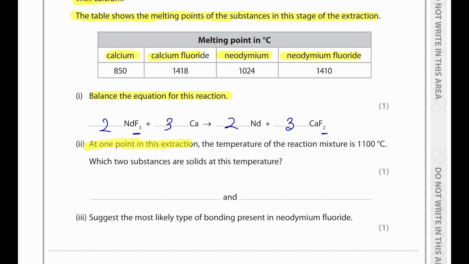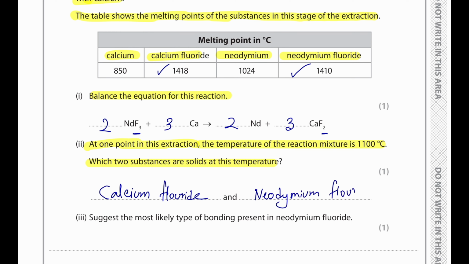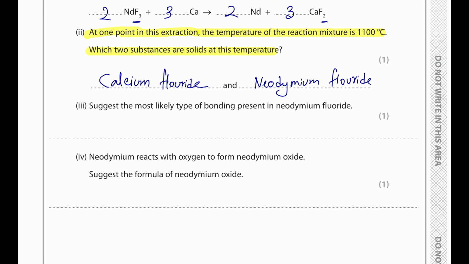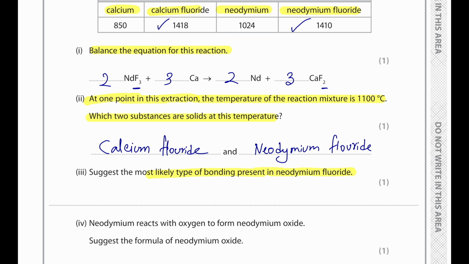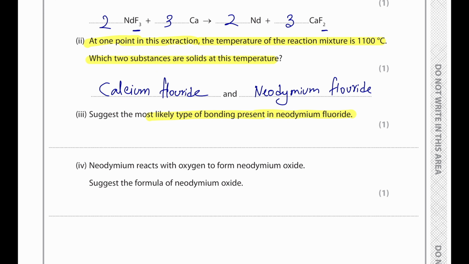At one point in this extraction, the temperature of the reaction mixture is 1100 degrees Celsius. Which two substances are solid at this temperature? At this temperature, we will definitely have calcium fluoride and neodymium fluoride as solid. Suggest the most likely type of bonding present in neodymium fluoride. So neodymium is a metal, so the type of bonding present will be ionic.